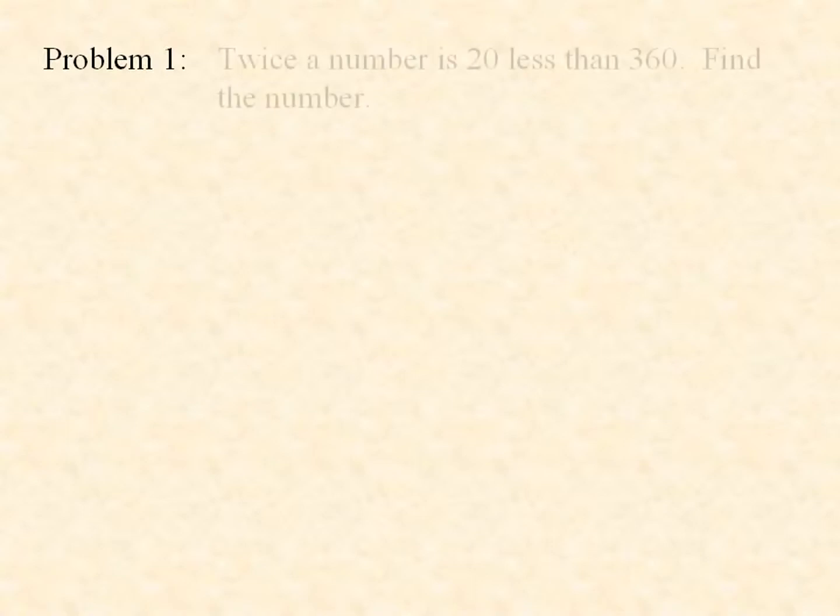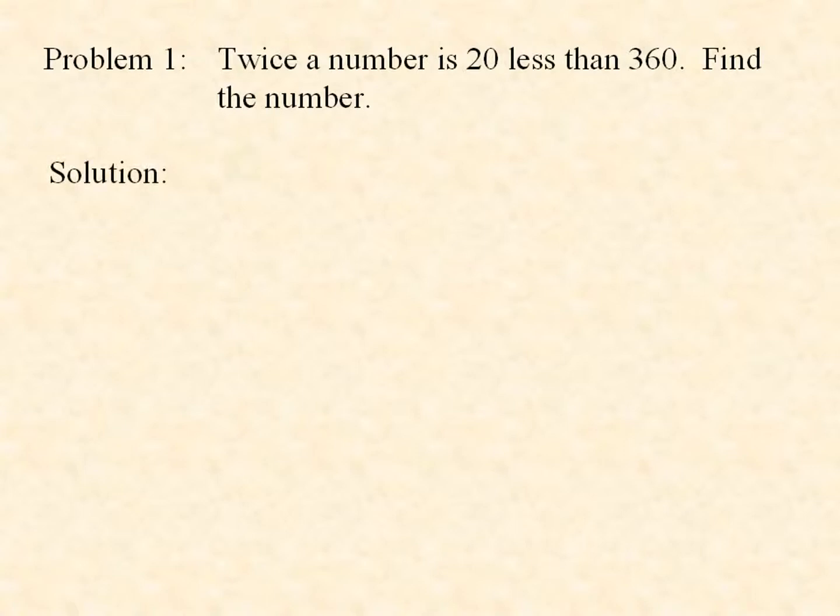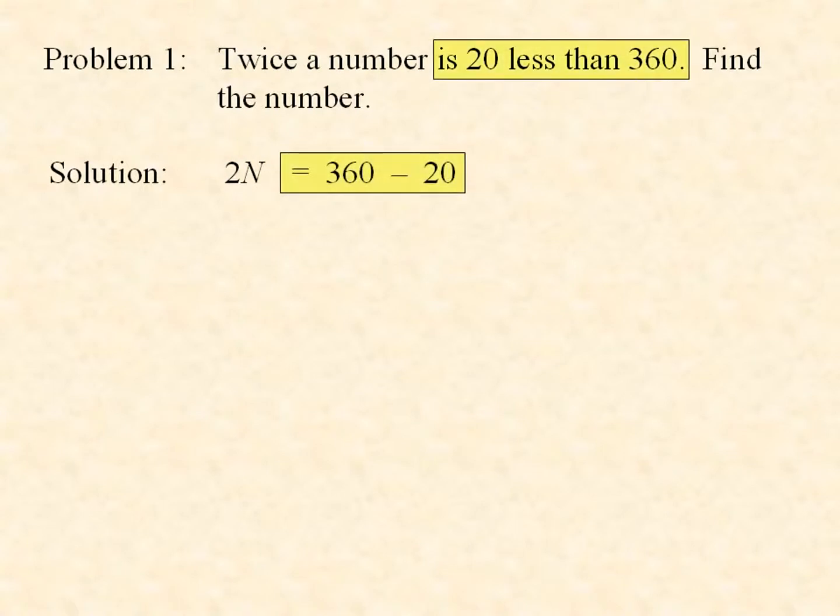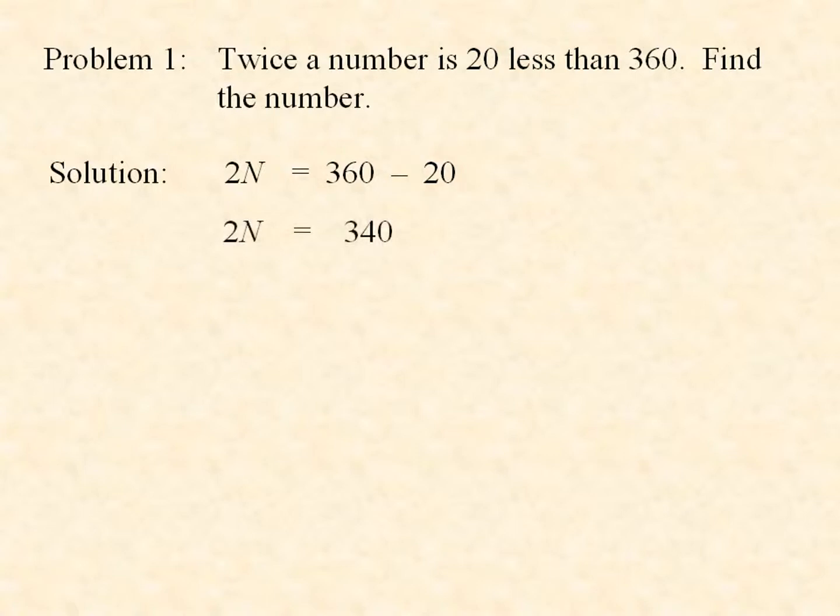Problem 1. Twice a number is 20 less than 360. Find the number. Twice a number is 20 less than 360, translates as 360 minus 20. The 20 less than has to be subtracted from the 360. So 2n is equal to 340, and that gives n is 170.